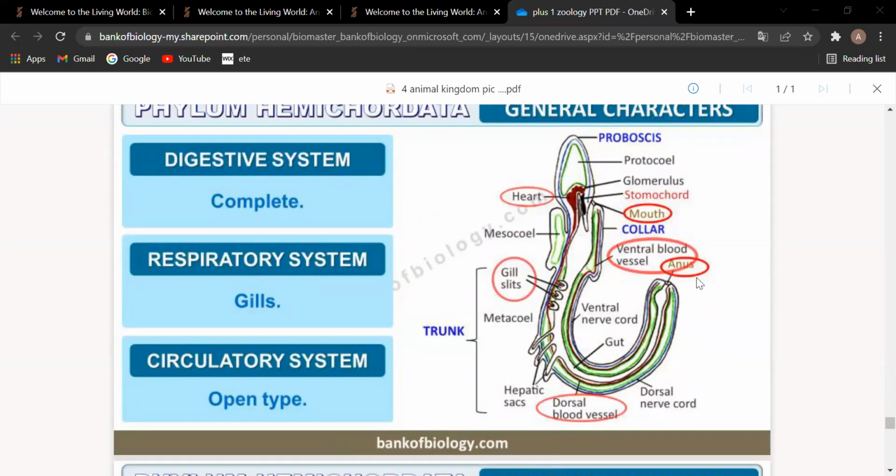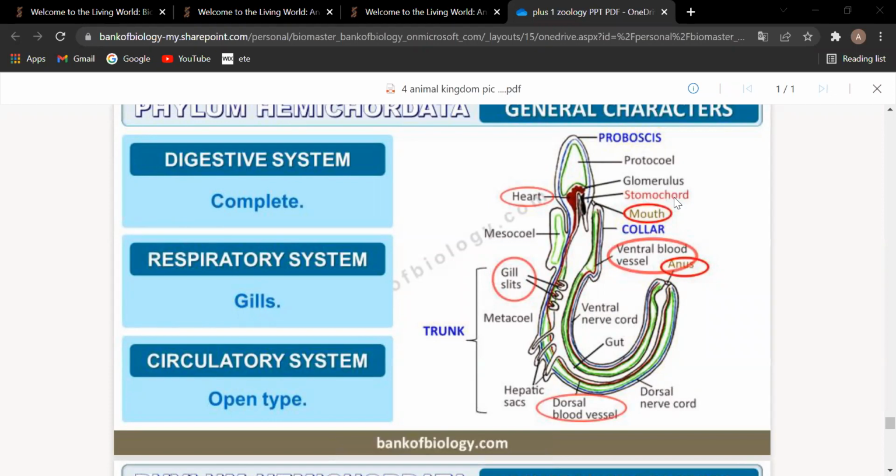Okay, so you can see over here, this is the heart which they have labeled. These are the gill slits. Hepatic sac, dorsal blood vessel, dorsal nerve cord. Here you can see the anus. Okay, clear? Can you see this stomochord? This is something which is important for hemichordates. What is it? I'll explain, no doubt.